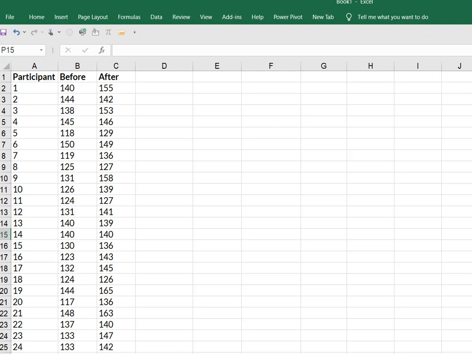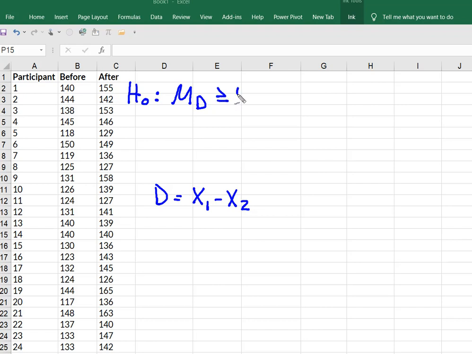What we're really looking for is the mean difference. So when we talk about the mean difference, we're simply saying mu of d. And where we think of d as simply being represented by x1 minus x2. So our hypothesis in this case will be that the mean difference is greater than or equal to 5 pounds, and the alternative will be that the mean difference is less than 5 pounds.